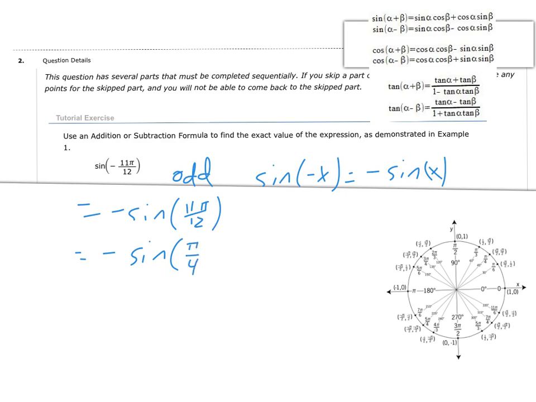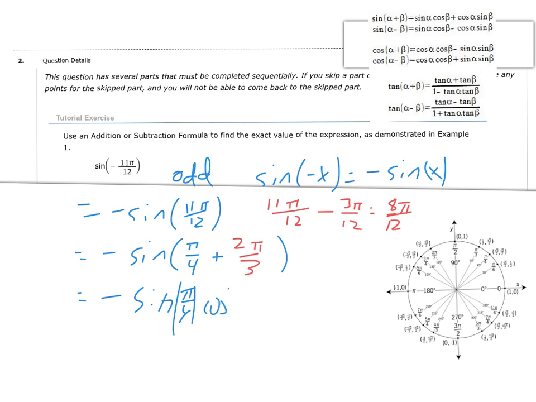For me, they give me pi over 4 plus, and then you have to figure out what's going on in there. What I would do is take 11 pi over 12 and subtract this pi over 4. However, I would do it with a common denominator, so that would be 3 pi over 12. That gives me 8 pi over 12, which reduces by 4 into 2 pi over 3.